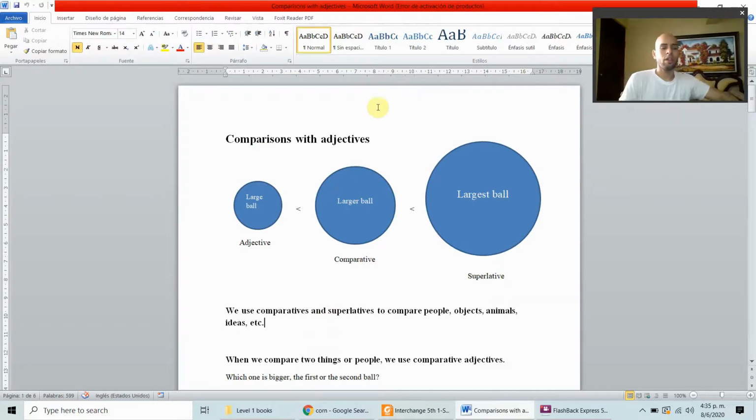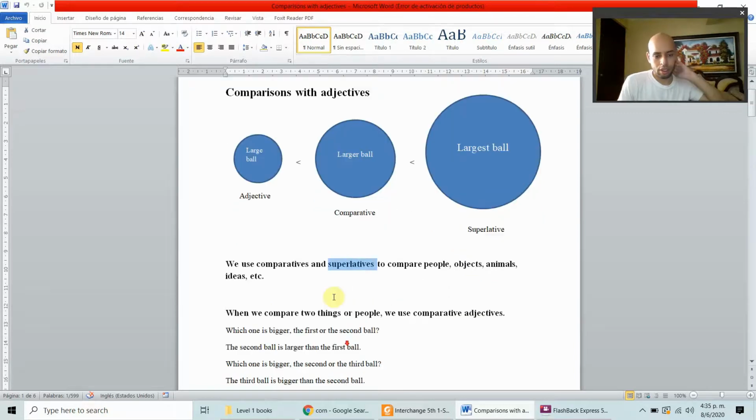So we use comparatives and superlatives to compare people, objects, animals, or ideas. Comparative adjectives are the ones we use to compare two objects. Superlatives are the ones we use to compare more than two objects. So three or more. So let's take a look.